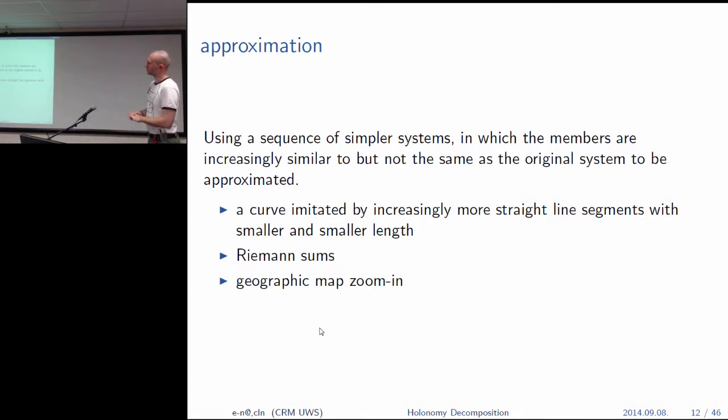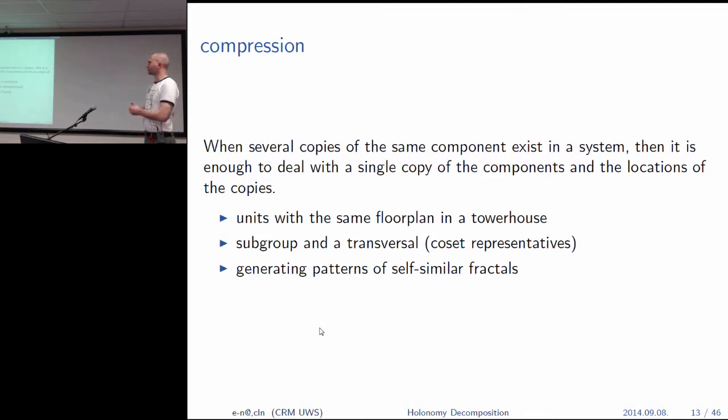And the examples could be, well, you can have a curve and you can approximate it by straight line segments, or Riemann sums in integral calculus. Or outside mathematics, you can have a geographic map and zooming in shows more and more details, so you get closer and closer to the original system, which is the Earth itself. Okay, so that's one idea.